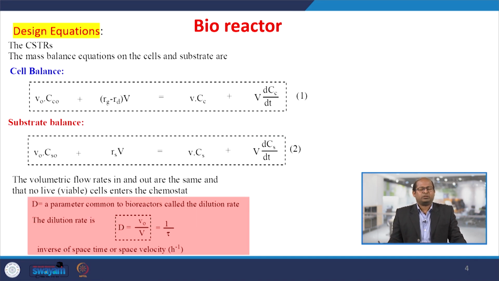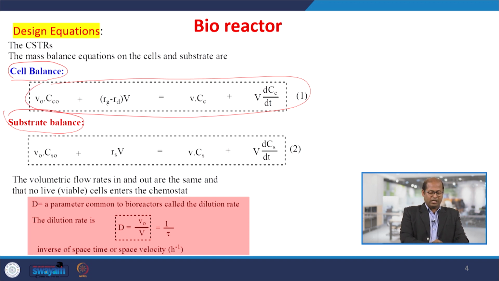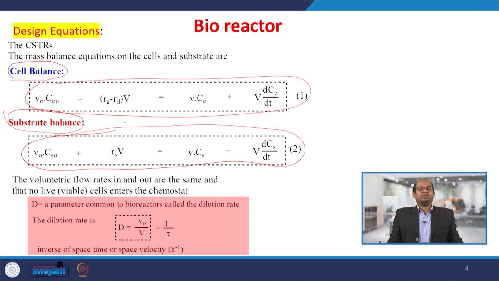Now, in the design equation for the bioreactors that we have studied, the components present in the reactor are the cells and the substrate. So, we have the cell balance for a CSTR. We have discussed this general cell balance equation, equation 1, and for the substrate this is the general mole balance, or material balance, equation for the component substrate that is used for the cell reactions. We have already discussed this, along with the dilution parameter D, what D is.